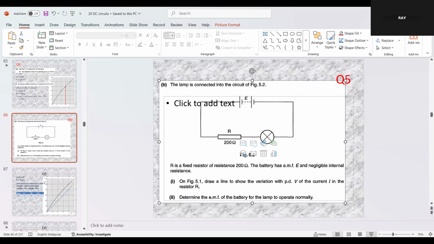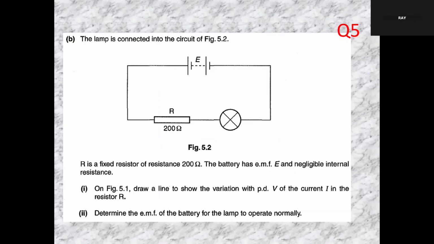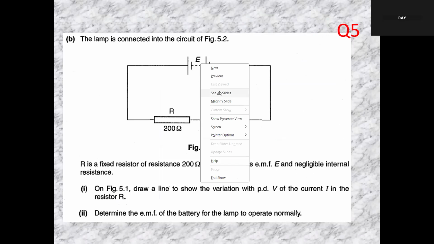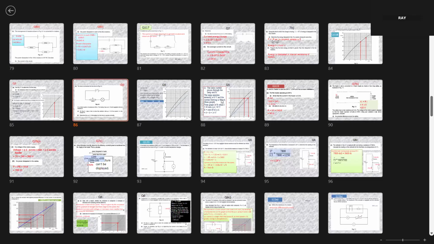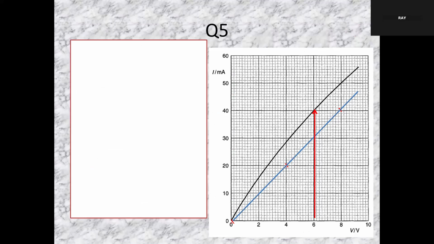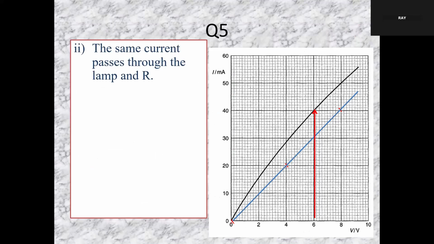Determine the EMF for the battery for the lamp to operate normally. You want to find this EMF, no internal resistance involved. So how are you going to do that? The same current passes through the lamp and R. You are told already the current passing through the lamp is 40. So from there, you can read that 8 volt is across the resistance, across R.